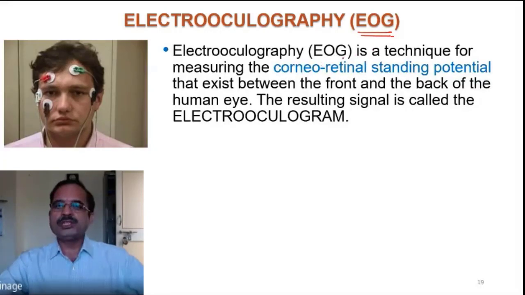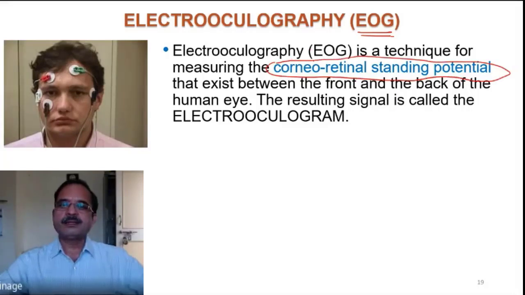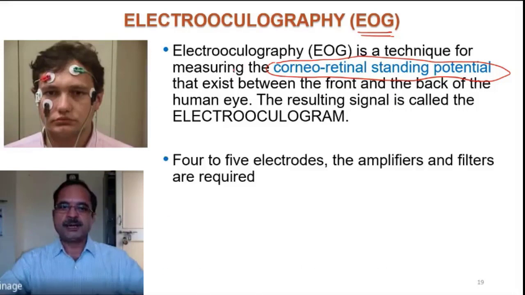So EOG is a technique for measuring the corneoretinal standing potential that exists between the front and the back of the human eye. The potential existing between the front and the back of the eye, we call the corneoretinal standing potential, and the measurement of this potential is EOG, that is, electrooculography. For this purpose we use 4 to 5 electrodes.